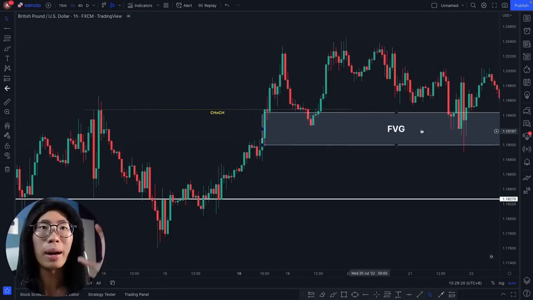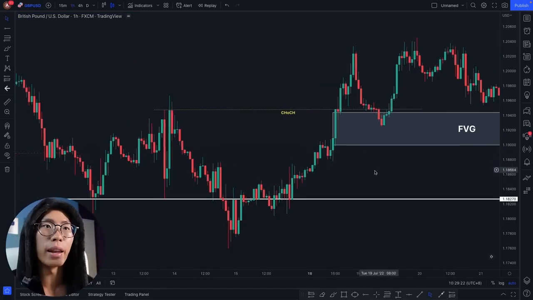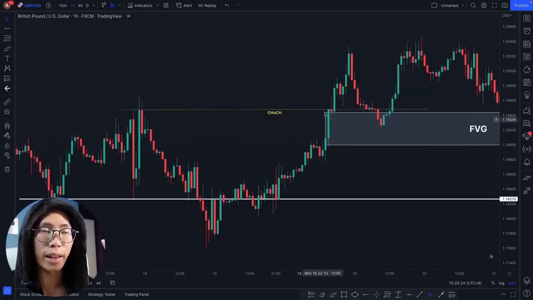And the reason why I mark this as the fair value gap is that if you look towards right here at this candle here, price went up super fast, right? Went up super fast, gave us a big fat green candle.